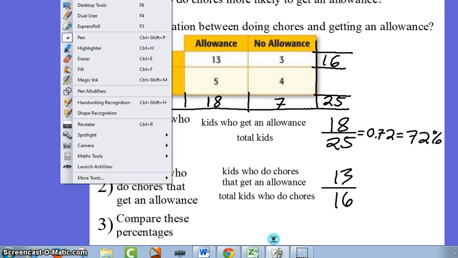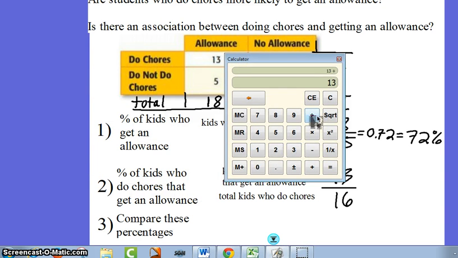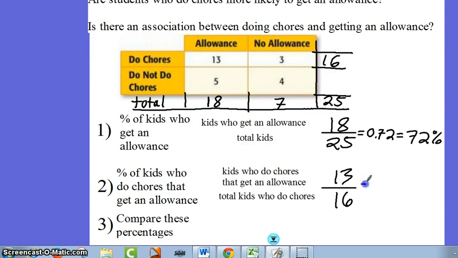Again, I'll take my calculator and divide 13 by 16. 13 divided by 16 is about 81%. So it's 0.8125. Move the decimal 2 times to the right, which gives us 81.25%.